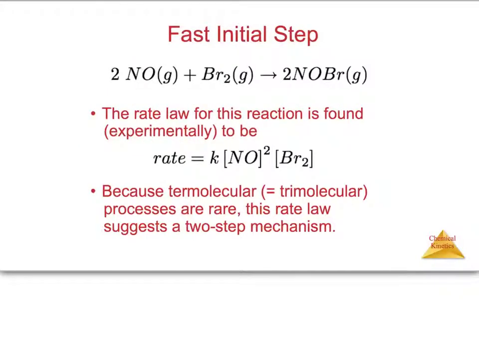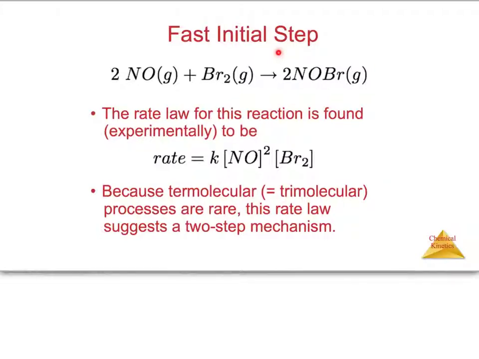Now let's look at an example where we have a fast initial step. So here we have another reaction. Okay, here's our reaction, and the rate law for this reaction is found experimentally to be rate is equal to K, with nitrogen monoxide being second order and bromine being first order. Now again, rate laws are experimentally determined, okay, and I can't look at my full molecular equation and figure out my rate law, but I can use elementary steps to determine my rate law.